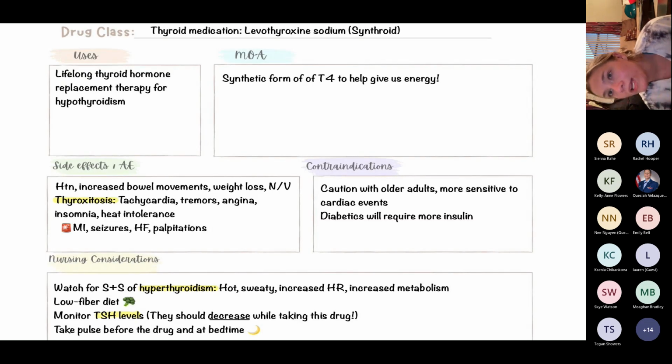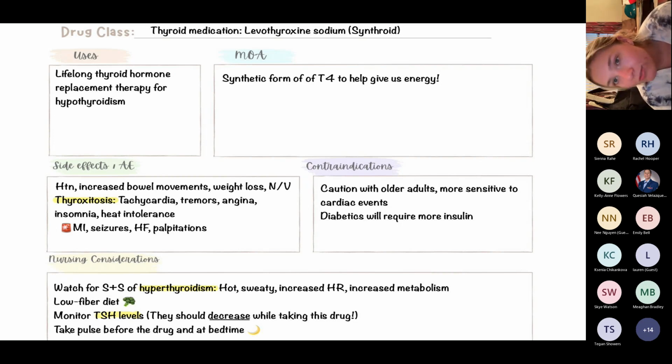So what does levothyroxine sodium do? Also known as Synthroid, this is our artificial thyroid hormone. What do our thyroid hormones do? They give us energy, which is great for patients that have hypothyroidism. But it's really, really important we assess for too much medication. This can lead to thyrotoxicosis.